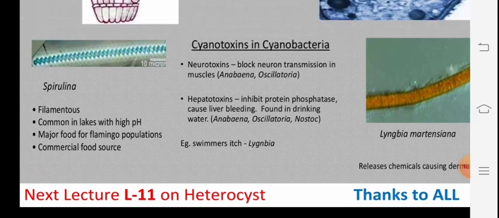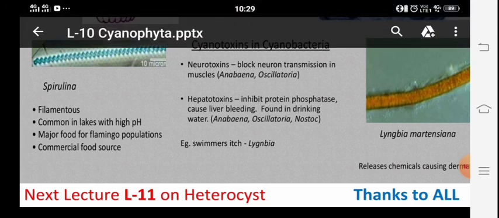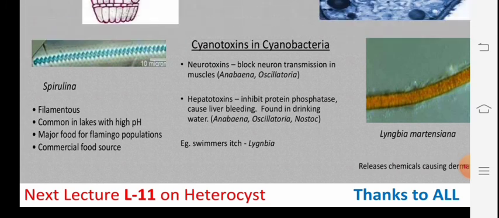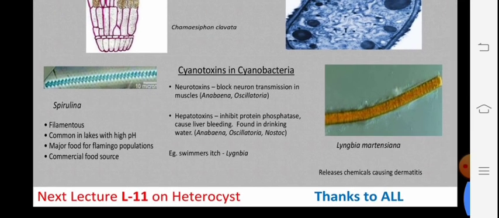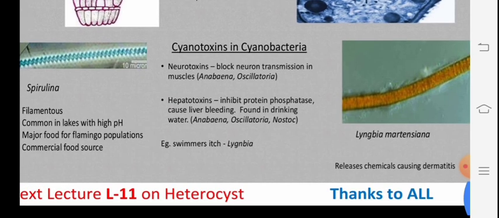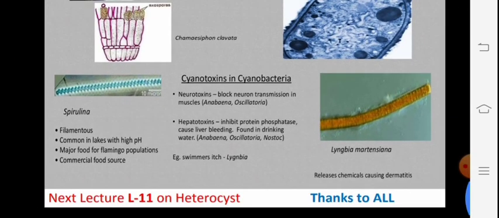Then neurotoxins generally block the neuron transmission in the muscles. So it is due to the anatoxin. And hepatotoxins inhibit protein phosphatase, cause liver bleeding, and are found in the drinking water. So in water pollution, these are the main genera responsible. So this is about our introductory part for the Cyanophyta. Next lecture we will take on the heterocyst. Okay, so thanks to all.